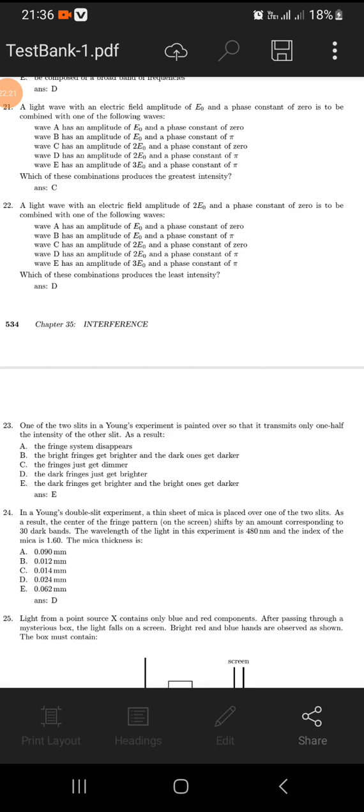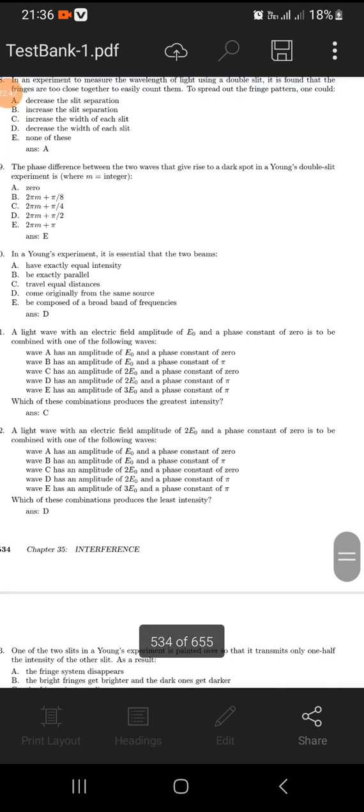This one is sensitive to A, therefore A is there. The phase is constant, the distance increases. They come originally from the same source.